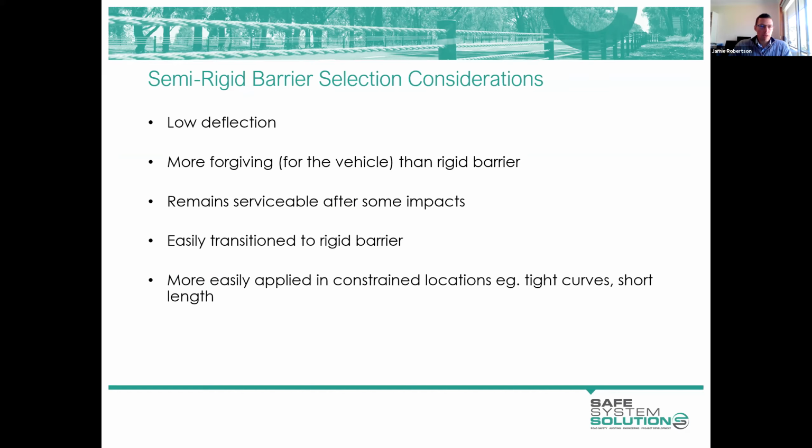Semi-rigid systems can be, of all the systems, probably the most easily applied in constrained locations. You can use some fairly short lengths, you can curve them fairly tightly. So that's certainly an advantage of these systems over something like a wire rope barrier.